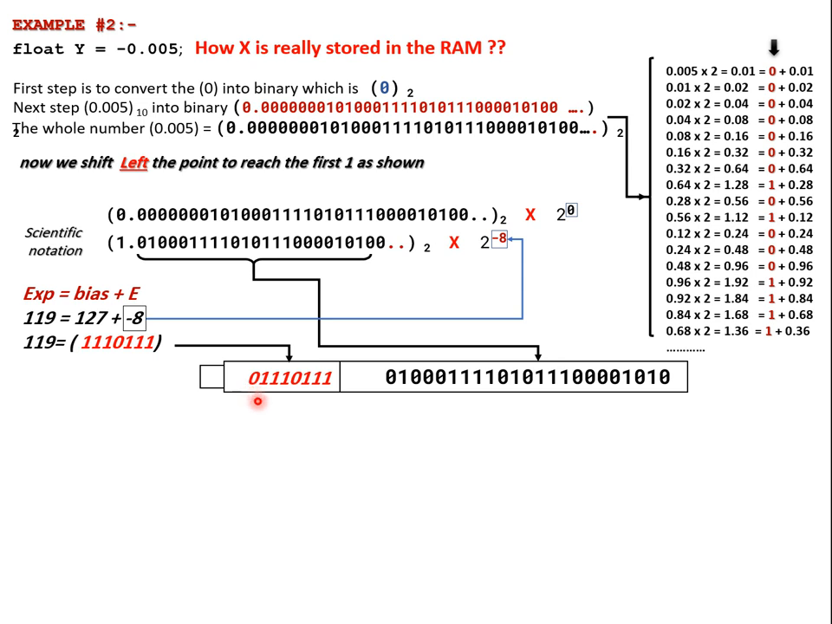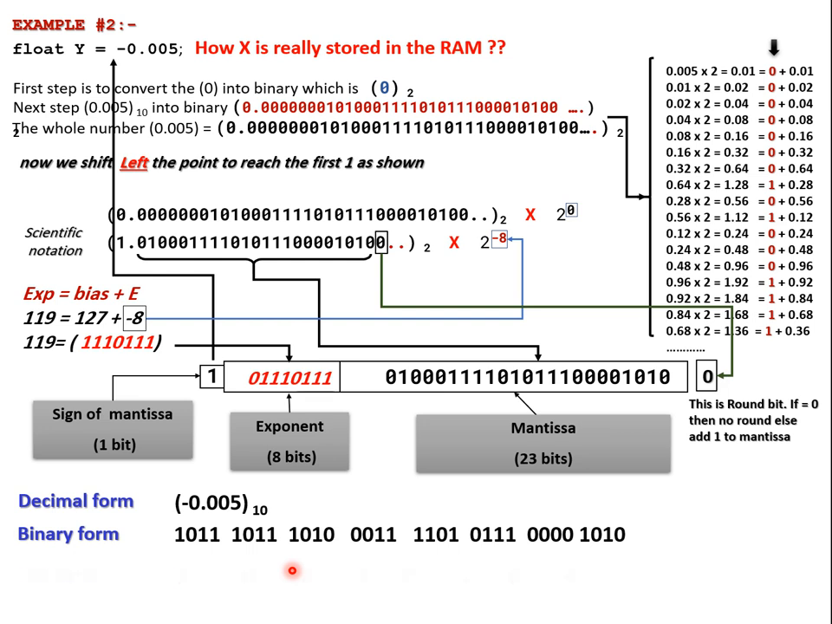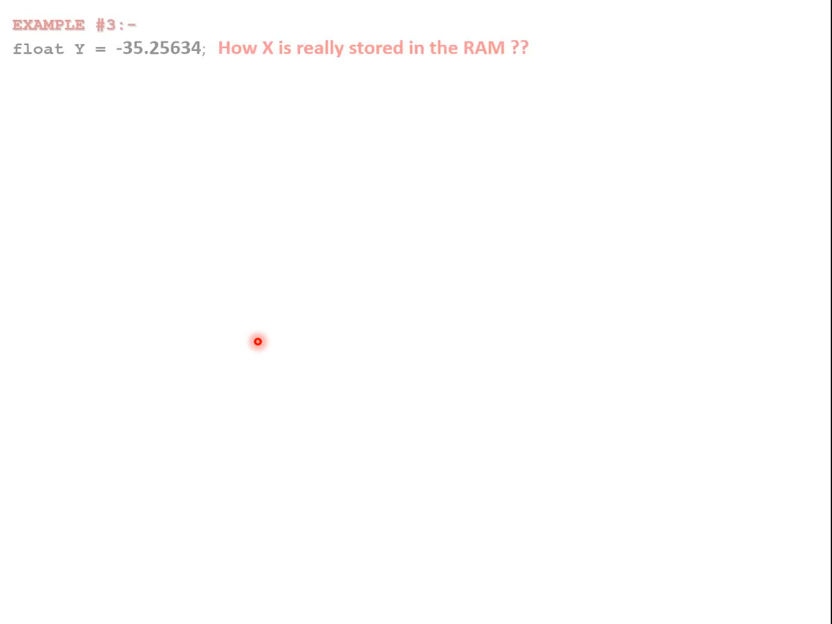Now the sign here will be 1. Why is it 1? Because this is a negative number. It's straightforward. Now, is there rounding? We check bit 24, as you can see, and since it's 0, there is no rounding, and this is our final answer, which is written like this. This is the decimal form, the binary form, and this is the hexadecimal, and it will be stored like this. Clear? Okay, now let's move forward to example 3.